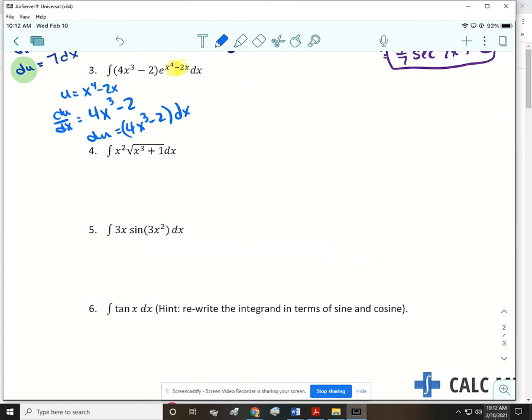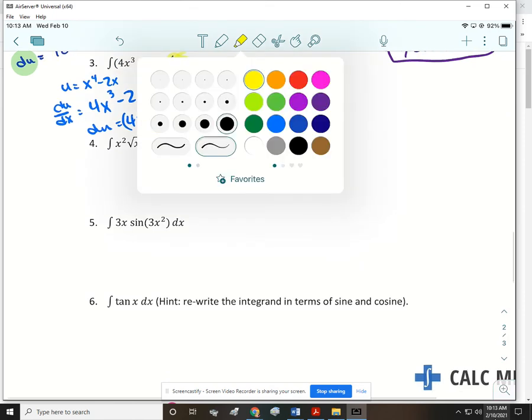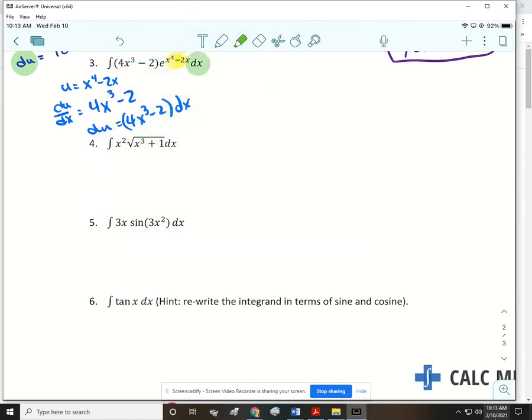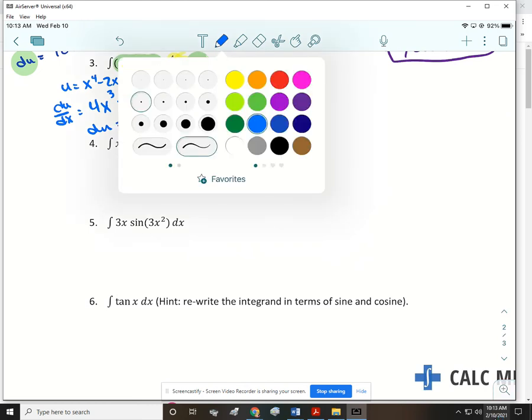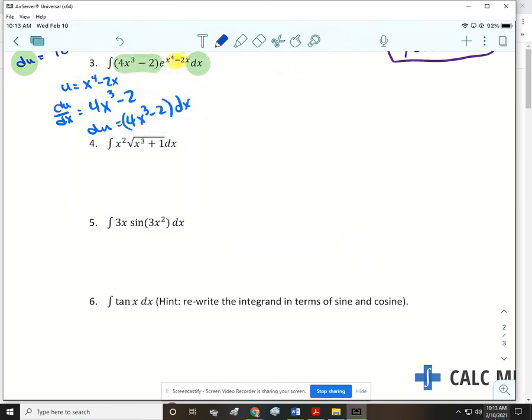All right. Now, when I look at that, it's all there. So I have my 4x cubed minus 2. I have my dx. So it's all there. We're not going to have to do any adjustments. So we're ready to go ahead and rewrite it using u. All right, so I'm going to do e to the u there. And then all that green is just my du.